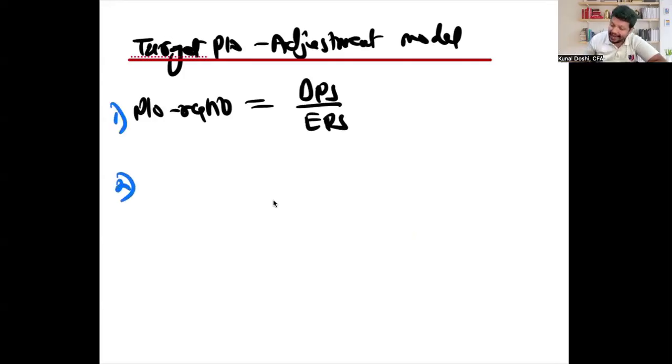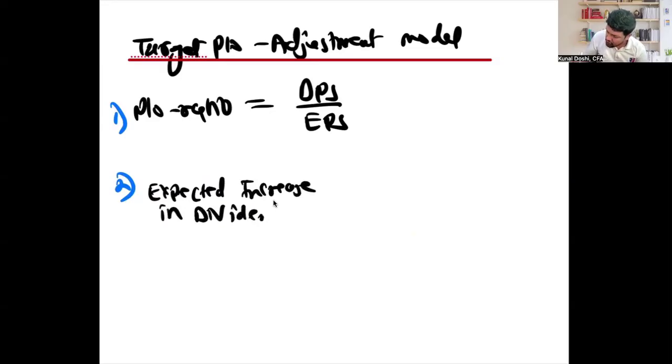Now we are going to write how much is going to be the expected increase in dividends due to these adjustments. So we are going to write down the formula of expected increase in dividends. How much is going to be the increase in dividend? For this, they have given the formula, right? We will also utilize the same thing, correct? But that depends on how far we are from the payout ratio.